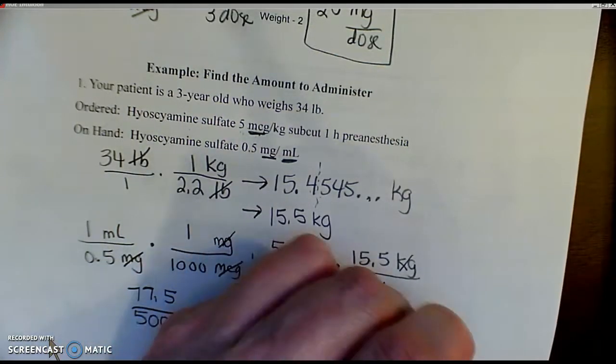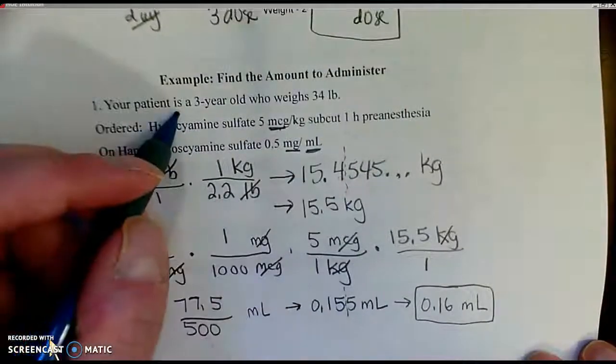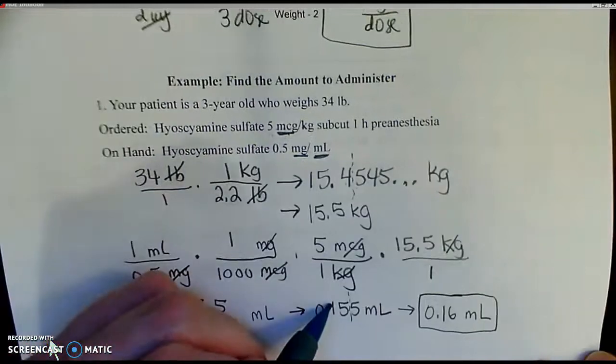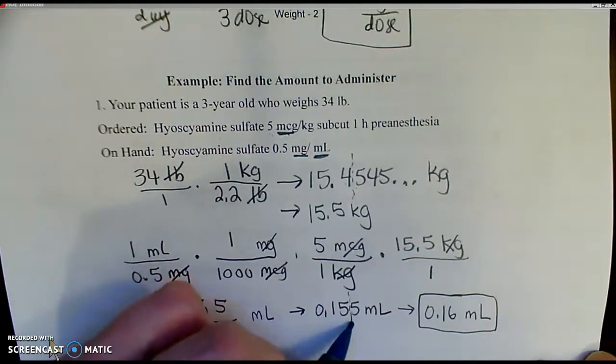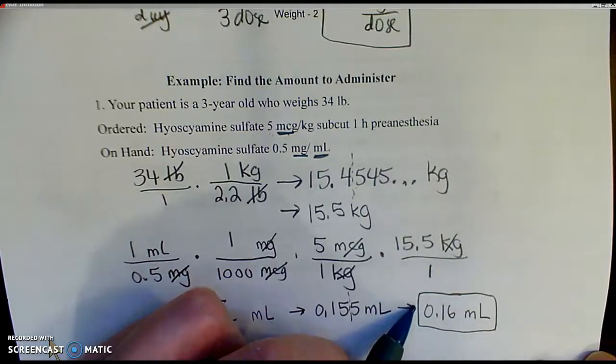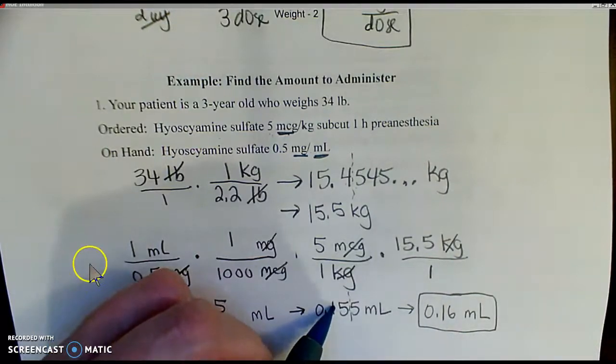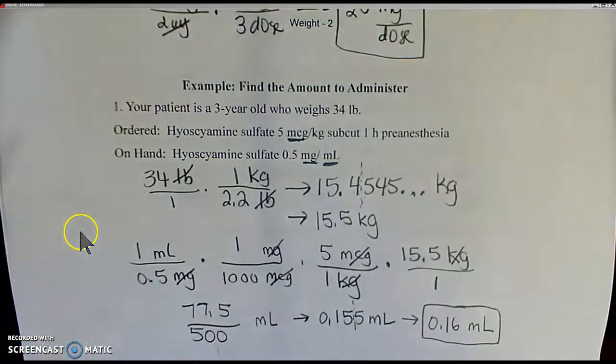0.16 milliliters. You might also see that because it's a child that you should round it down to 0.15 milliliters. Either one of those answers would be acceptable for a test, but you need to follow whatever the instructions are for the place in which you work.